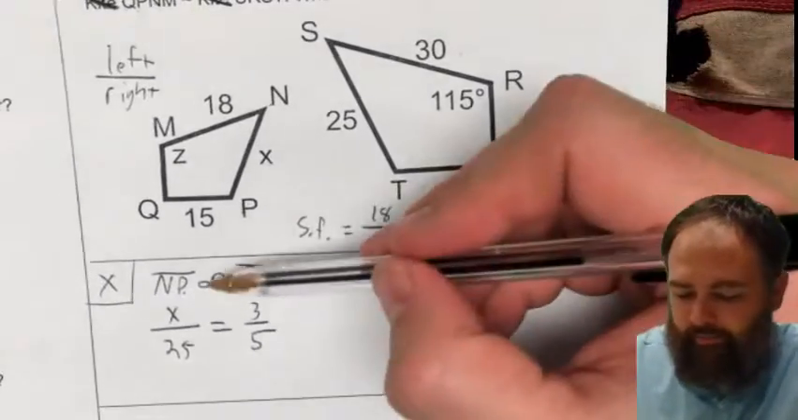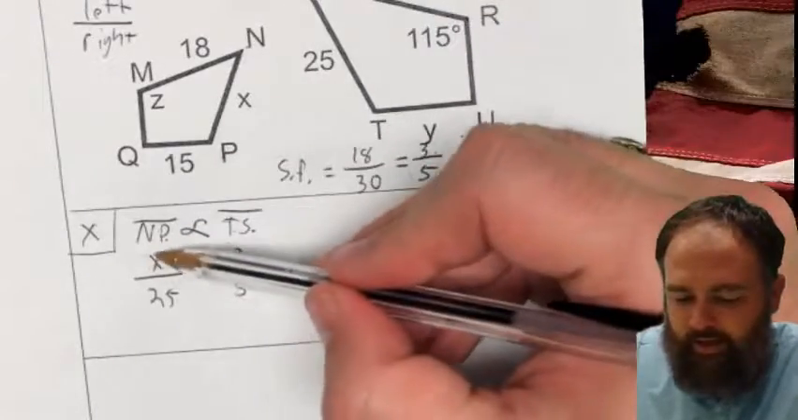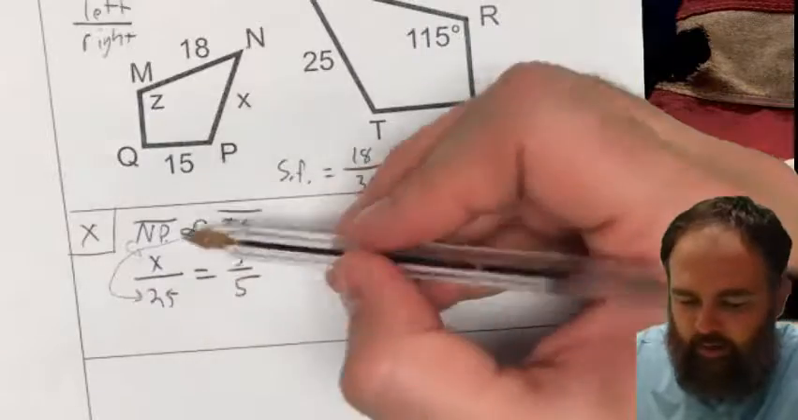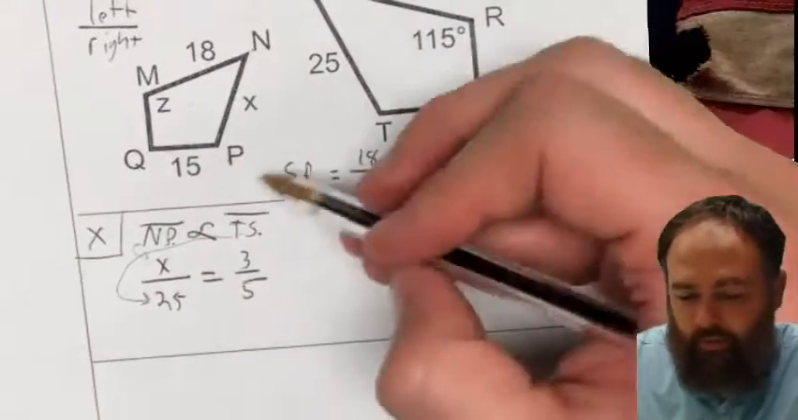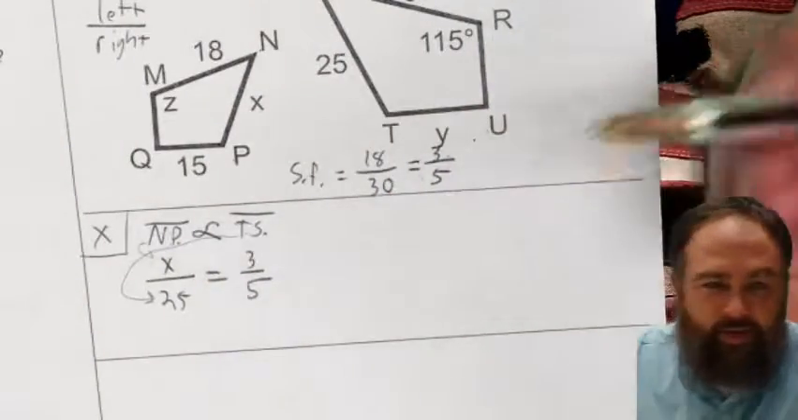Sorry, I didn't explain that very well. Just to go back for that, I apologize. We know NP is proportional to TS. This value for NP goes there. The value for TS goes there because NP is from the left and TS is from the right. And then on the right-hand side of the equation, I'm just using the scale factor.